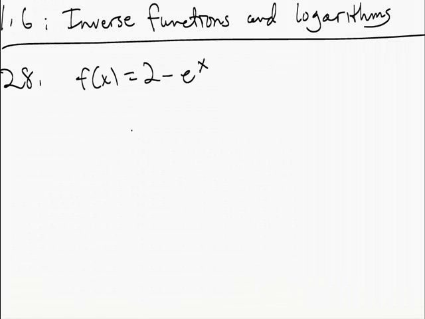Let's go ahead and follow our steps. Remember, the first step was to replace our function notation with y. So I have y equals 2 minus e to the x. The second thing we want to do then is solve this for x. And so if we do that, we'll have to get x by itself.